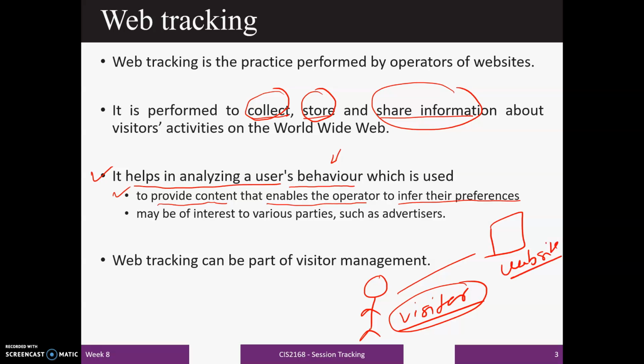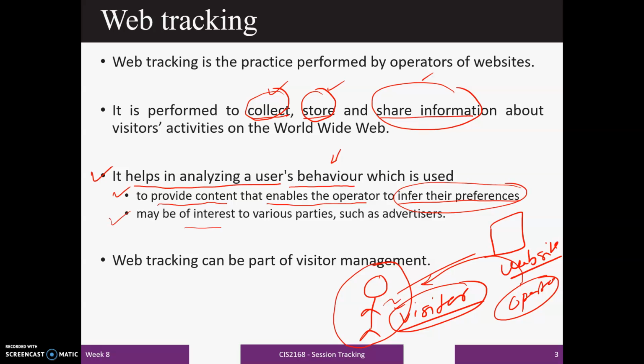So in order to understand the need of this visitor, the operator performs these activities. It will enable the operator to understand the behavior of this visitor and accordingly fulfill the need of this visitor according to their preference. And it may be of interest to various parties. So this is the first thing the operator can do.